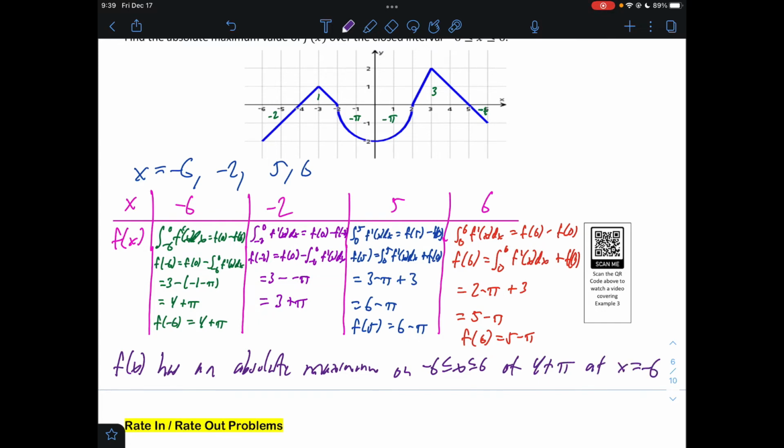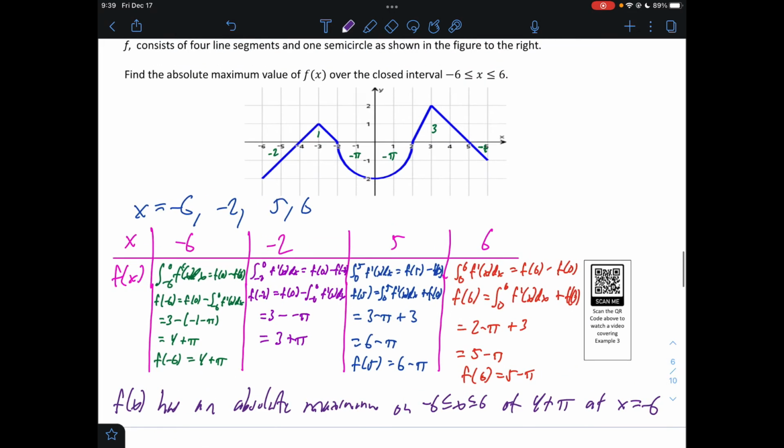All right, so just recapping that problem. First, we found all of our candidates, which there was 6 of them. We eliminated negative 4 and positive 2 right away because those are relative minimums. We checked our other 2 possible extrema and our endpoints. We found the biggest number was 4 plus pi, and that occurs at negative 6.